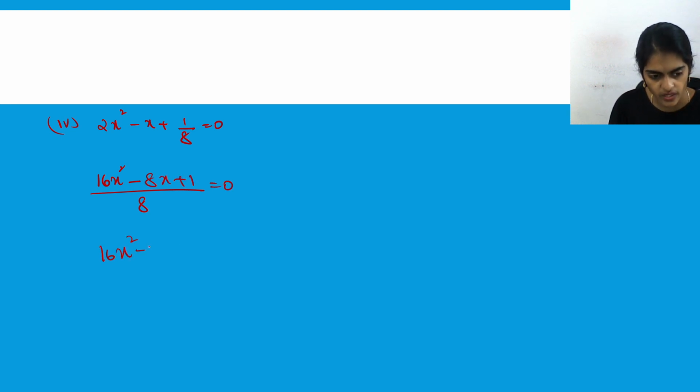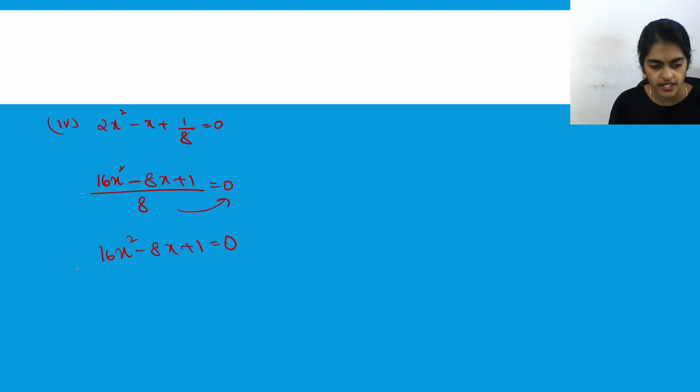2x square minus x plus 1 by 8 equal to 0. This is not in the general form. Let us take it to the general form. So I am just taking LCM. LCM will be 8. Here you'll have 16x square minus 8x plus 1 equal to 8 into 0, which will be 0 again.